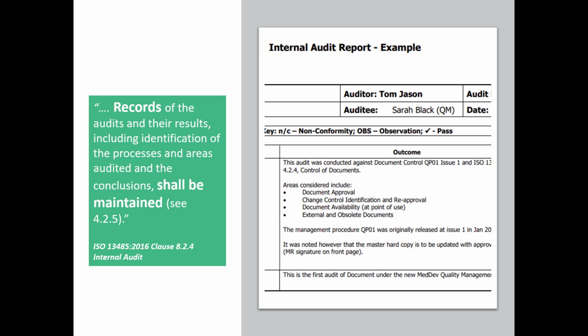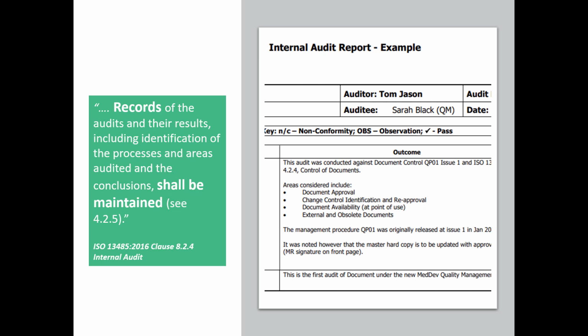So it states here in the standard, it's calling it out. Records of the audits and the results, including identification of the processes and areas audited, and the conclusions shall be maintained. So an auditor does an audit, they document what they do, and they record their findings, and that has to be maintained. That's evidence of what happened.